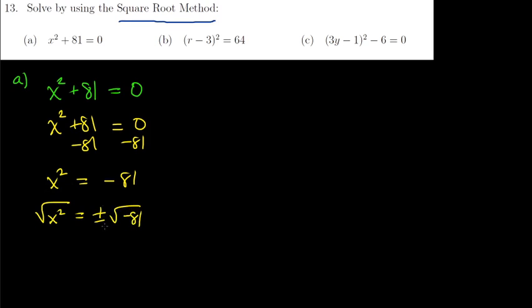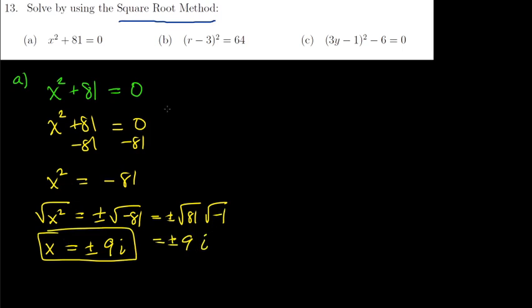Yep, don't forget the plus or minus, right? Anytime you take the square root, you get a plus or minus. So square root of x squared, well, is absolute value of x, right? But we already took care of that with the plus or minus. And square root of negative 81 is just 9i, as we saw at the very end of the last video. If you don't remember, it's the square root of 81 times the square root of negative 1. The square root of 81 is the 9, and the square root of negative 1 is i.